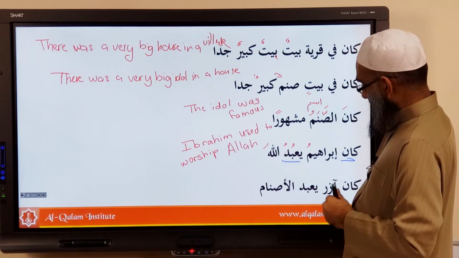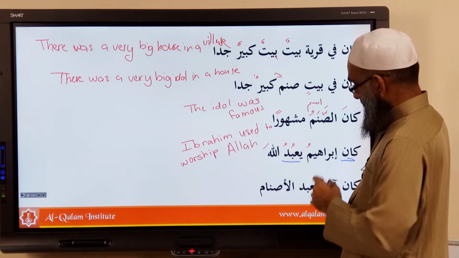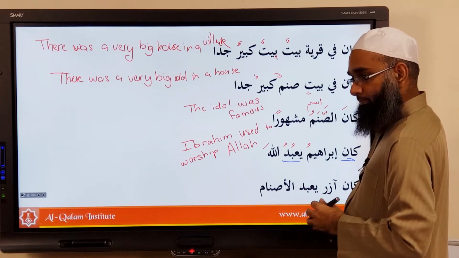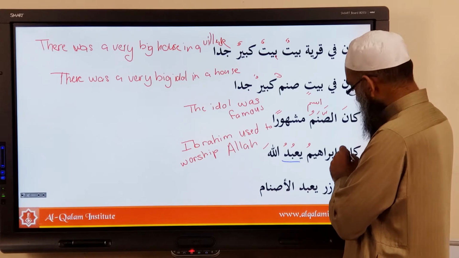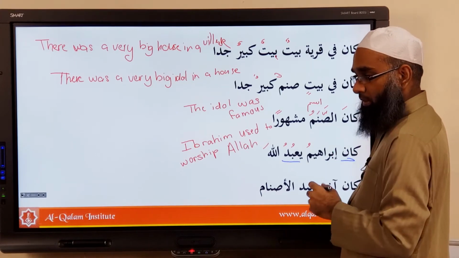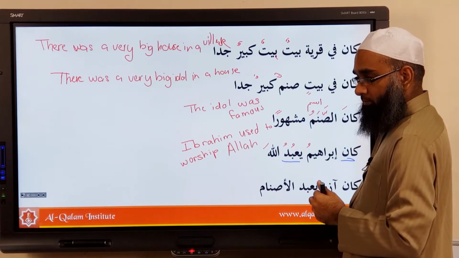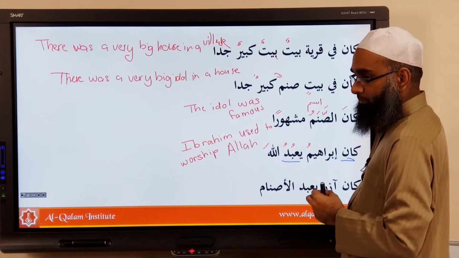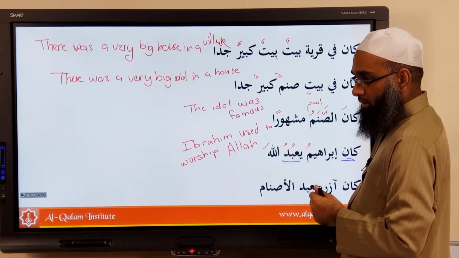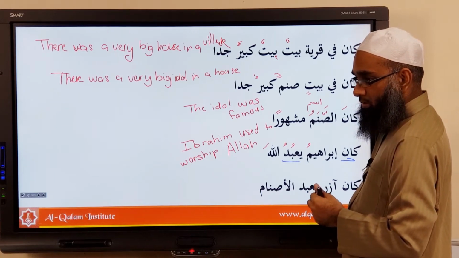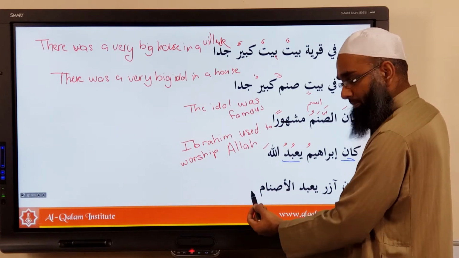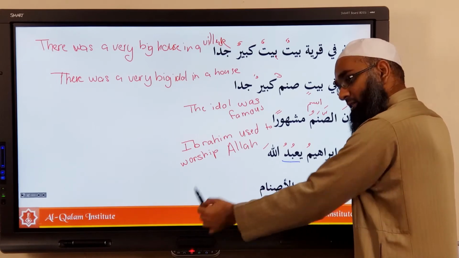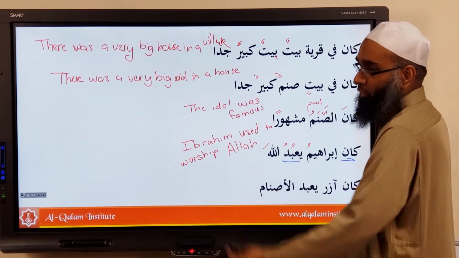Go ahead. If we construct a verb sentence like this, would it mean that in the future also he will? No, it's only for the past. But can that condition change in the future? For example, let's say this one: وَكَانَ عَزَرُ يَعْبُدُ الْأَصْنَامَ. He used to worship in the past and that changed. And he did start worshipping. Yeah. It could, if you have context to tell us that.